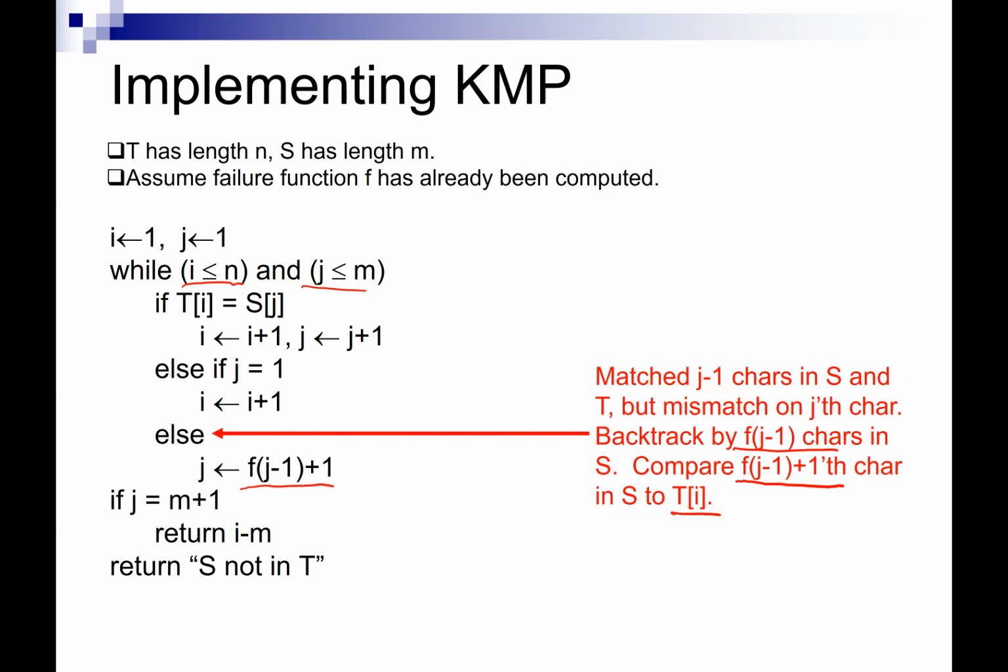And then lastly, if you manage to reach the end of S, so if j equals m plus 1, then you matched all of S. That's great, that means that you found S in T. The location in T where you found S is equal to i minus m, because you've reached location i in T, so the starting point for the match is actually i minus m. And otherwise, if you go through this entire while loop and you never reach the end of S, then that means that S is not in T.